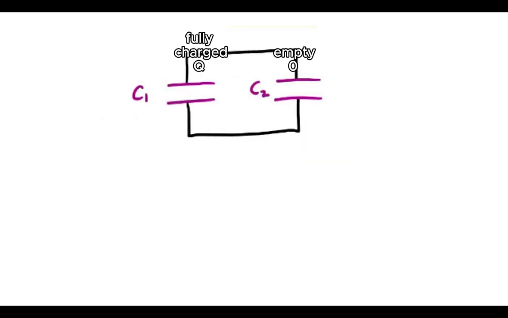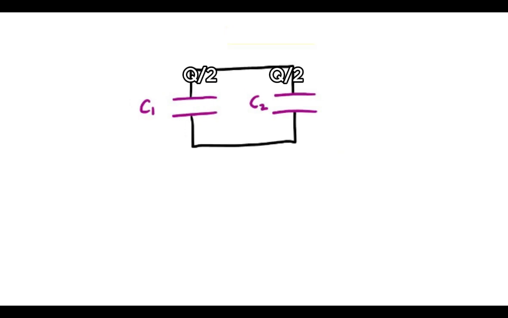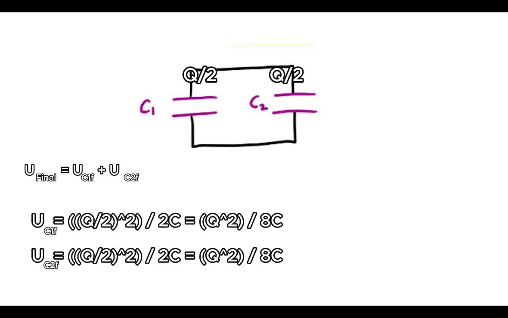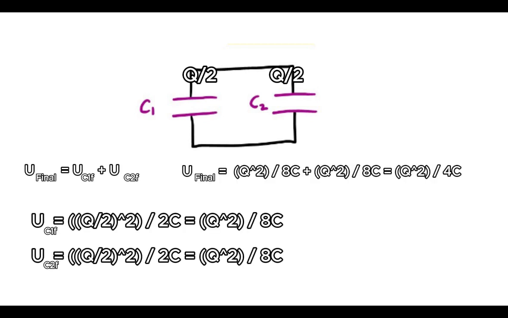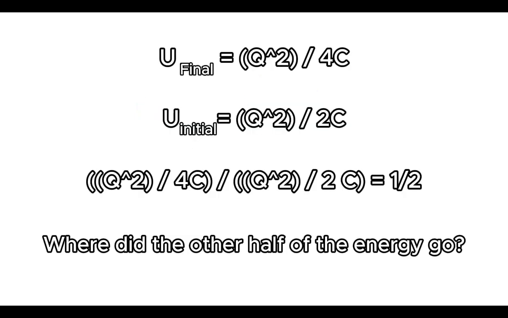But in the beginning, the energy of the first capacitor is like this. At the end of the experiment, the final energy is the sum of the two capacitors and it is like this. The final energy is equal to half of the initial energy. Where did the other half of the energy go?